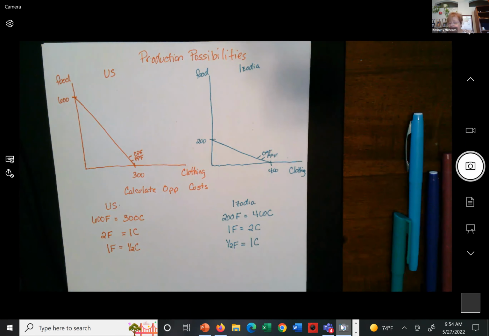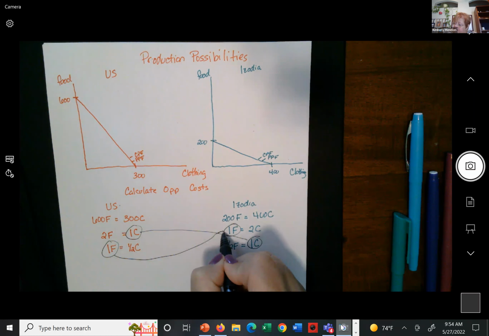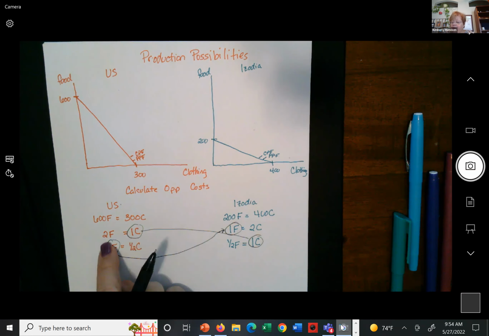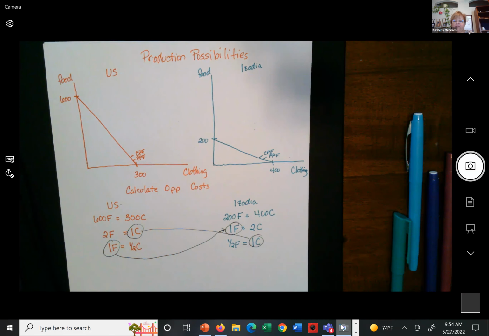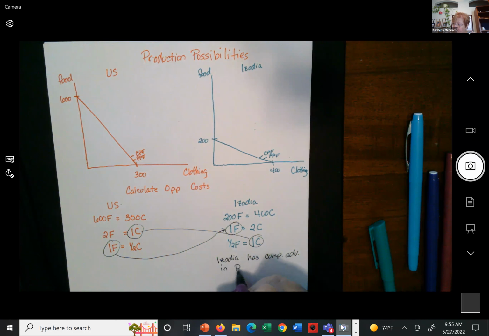Okay. So let's see if there's any room for trade. We're going to compare one clothing to one clothing and one food to one food. So US gives up two food to produce a clothing. Izadia gives up half a food. Who should produce clothing? Okay. Yeah, Izadia. Izadia is giving up only half a food to produce that clothes, whereas the US gives up two full foods. So Izadia has the comparative advantage in producing clothing.